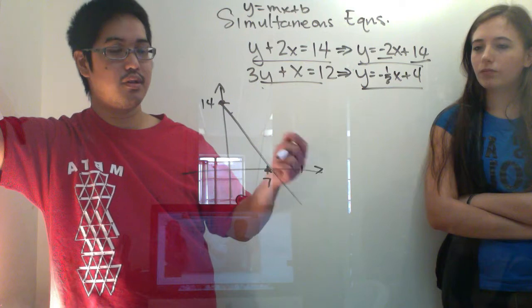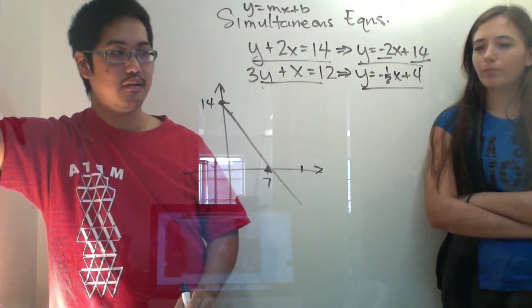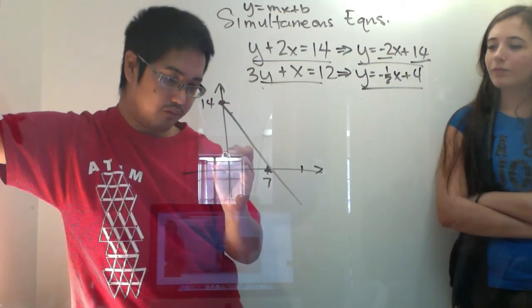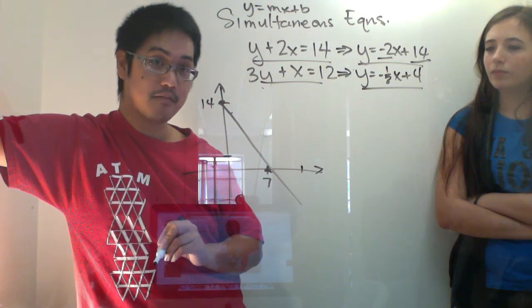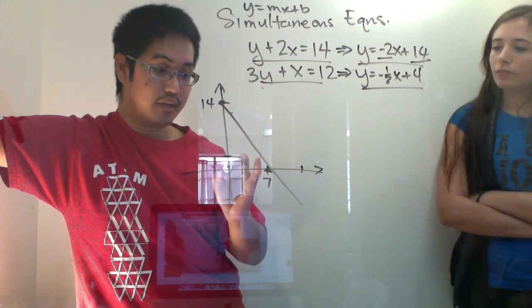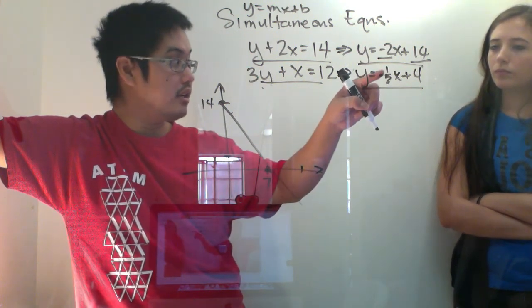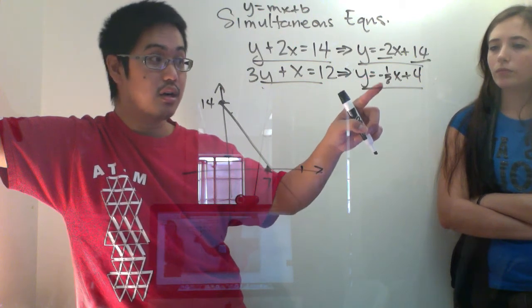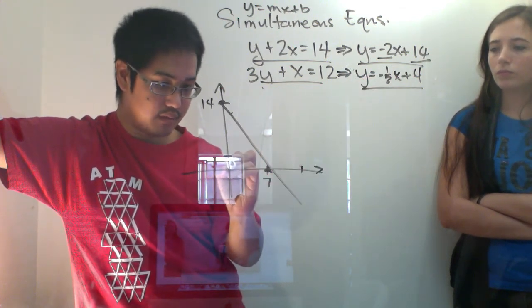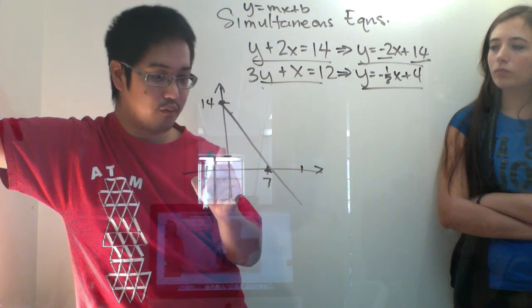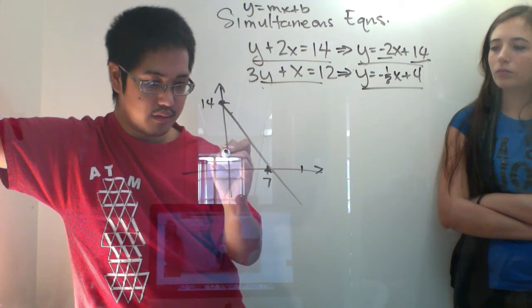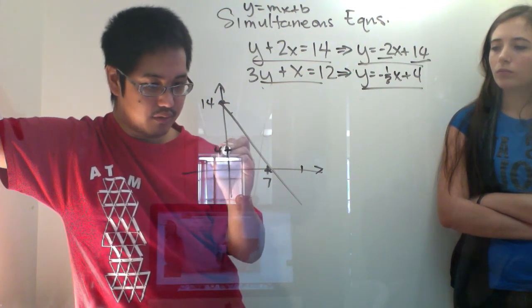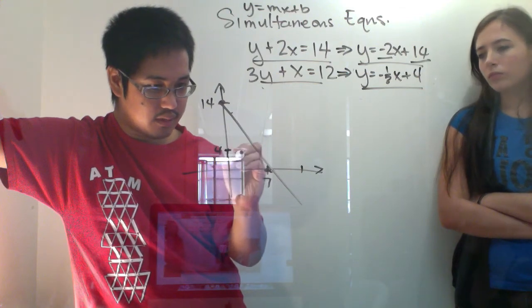-1/3. What's the y-intercept? 4. Awesome. So I'm going to go up to 4 right about here, okay? And I'm going to go down 3, or wait, down 1, because that's the rise, across 3. So down 1, across 3. So if I'm up at 4 over here, this is 4. I go down 1, and I go across 3.